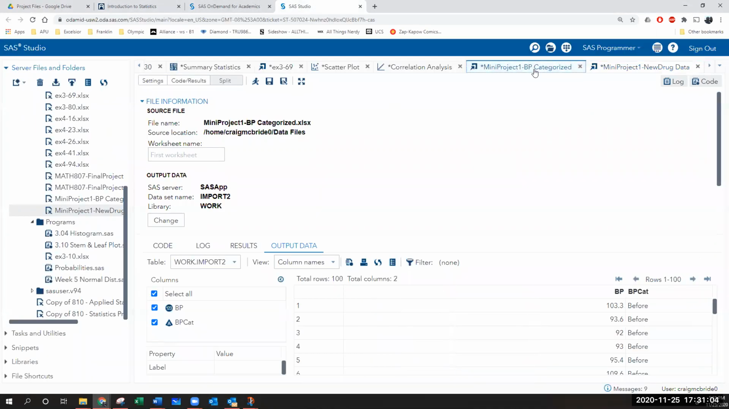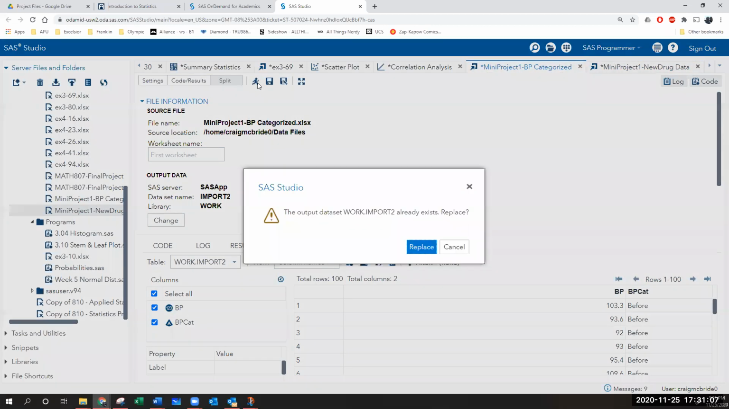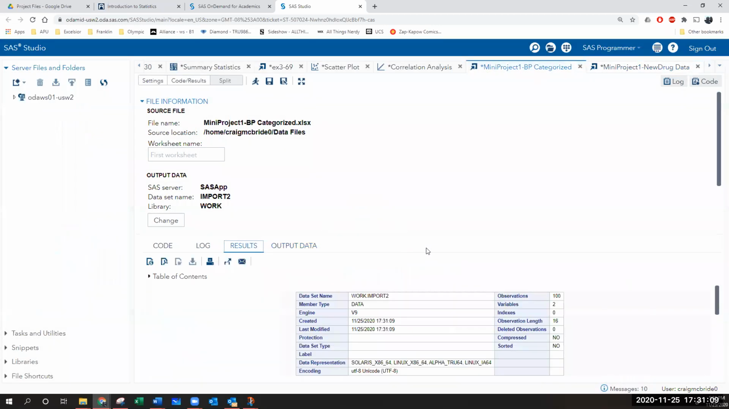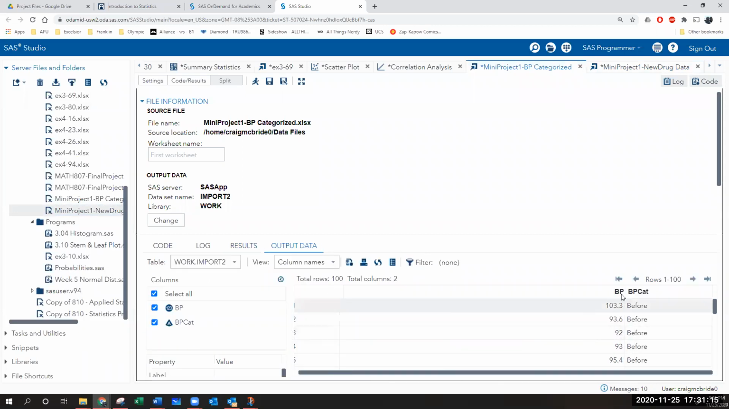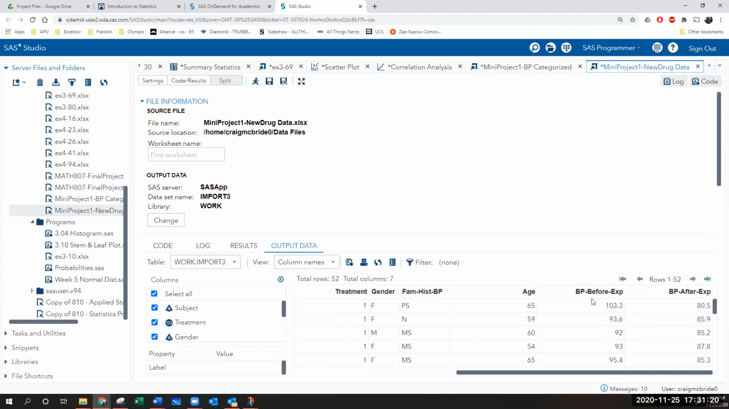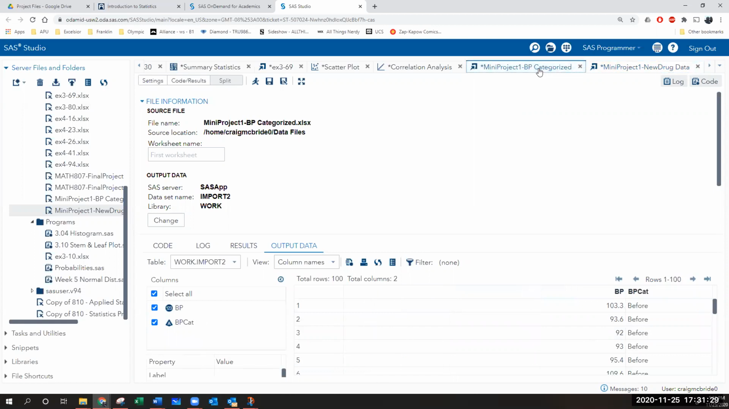So here's BP categorized. I'm going to run this and replace it. And if you look at the output, all of my BP data, I no longer have separate. So for instance, on the mini project, you have a variable called BP before and a variable called BP after. In this set of data, which I created for you guys, I took all of those BP scores and put them under one variable called BP. And then I made a secondary variable called BP cat for BP category.